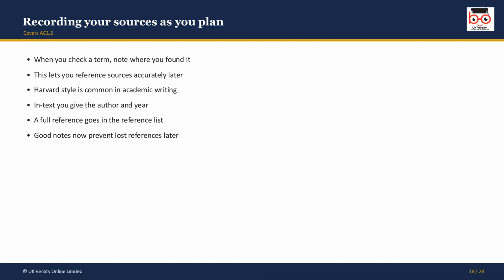As you check terms during planning, get into the habit of noting where you found each one. That small step lets you reference your sources accurately later. Harvard referencing is the common system in academic writing. In the text, you give the author and year, and a full reference goes in your reference list at the end. Good notes now save you from hunting for lost references later.